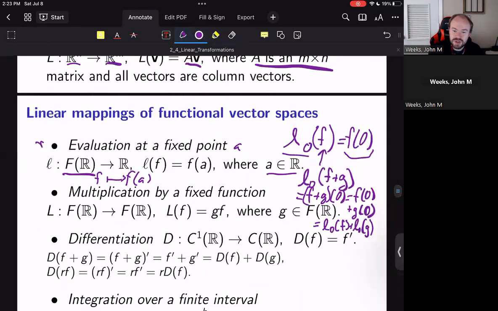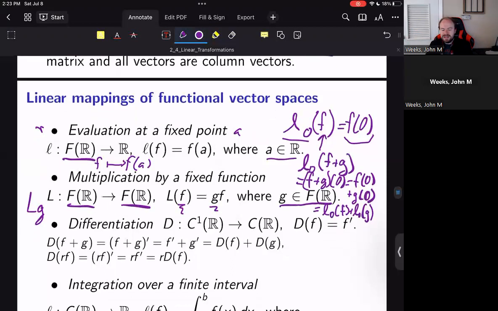Multiplication by a fixed function is also going to be a linear operator, this time because we're going from the space of functions to itself. What we do is we start by fixing a function g, and then we define the function L sub g to be taking whatever function you plug in and multiplying it times the function g. We can check to see that addition and scalar multiplication are all preserved here. So this is another example of a linear mapping.